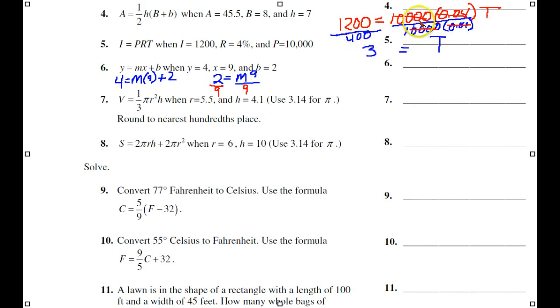And by the way, when I did that multiplication, it came out to be 400. So we're dividing both sides by 400. This is 400. This is 400. And then this cancels, becomes 3. So our time is 3.